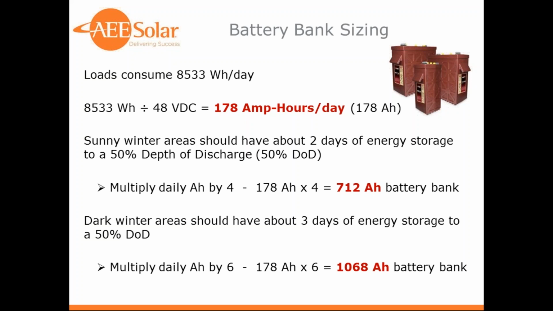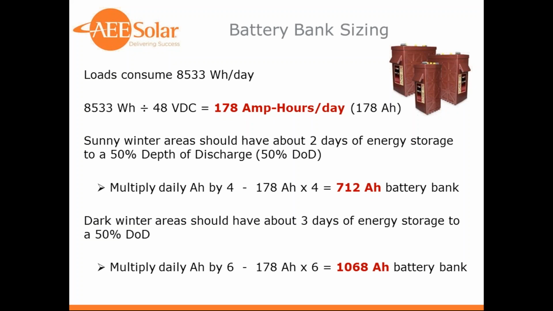In a dark winter area, might be the Pacific Northwest or the Northeast, other areas that have long periods of cloudy weather, we're going to want more storage than that. So we typically size to 3 days of storage to a 50% depth of discharge, which essentially means the daily draw multiplied by 6. So in this case, we come up with a 1,068 amp hour battery bank.